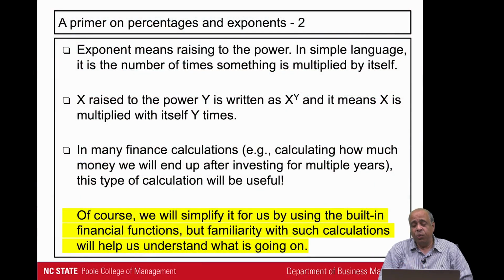Okay, so now that we have done with the percentages, let's take a look at the second type of math calculation that we will be using in finance, and that basically means raising to the power. When we say we are raising something to a power, in simple language, it's how many times I am multiplying this number by itself. So if I have a number x raised to the power y, what it means is I am multiplying x with itself y times. Okay, and we'll go through a few examples that will make it clear what we mean by this.